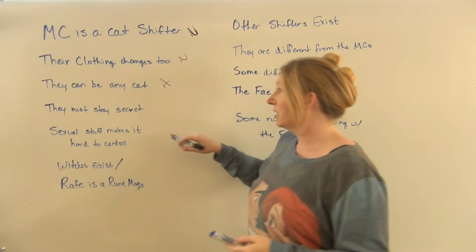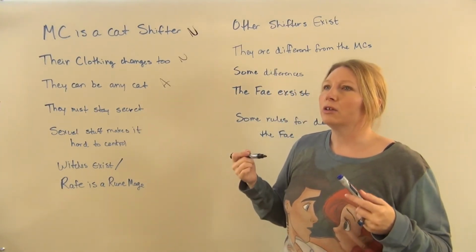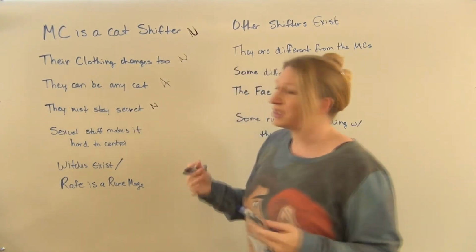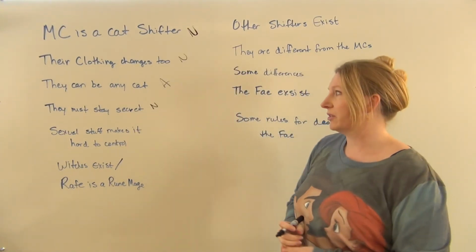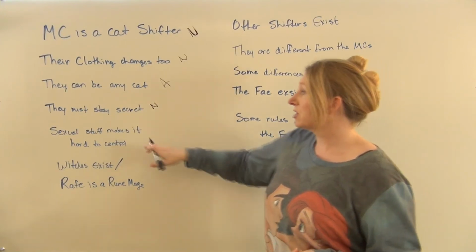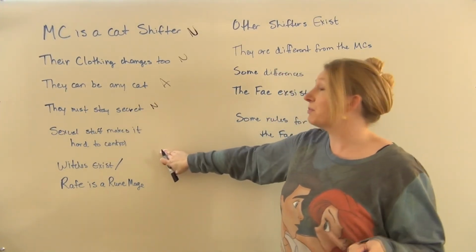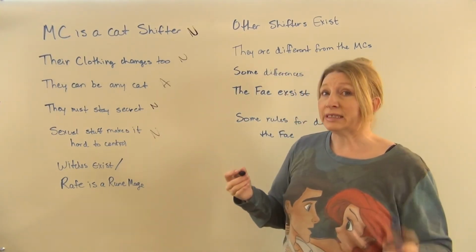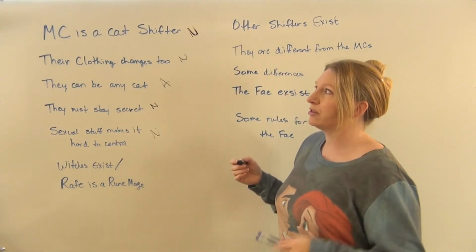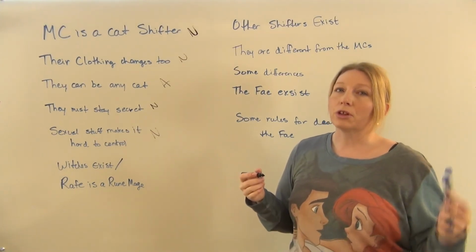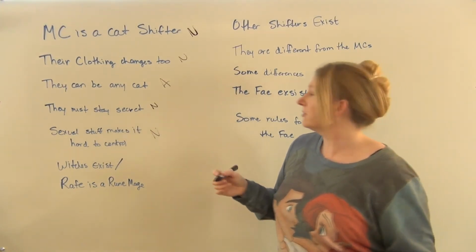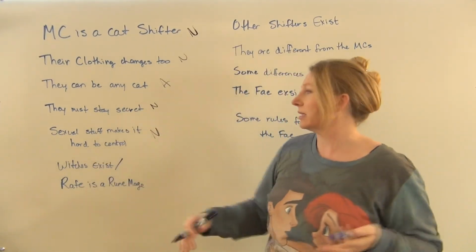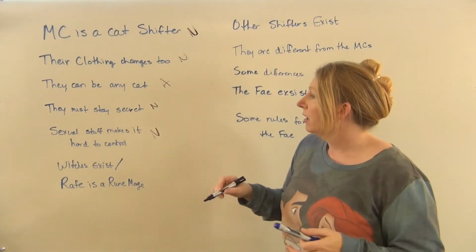They must stay secret. This is done mostly with narration again, where she just mentions that they don't tell anybody, they have to stay secret, blah, blah, blah, that they learn this from their father. Sexual stuff makes it hard to control. This is mentioned also by the narration at a point where she mentions they don't really date, and that's because it's hard to keep a secret when you're clawing your partner because you're so excited. So that was mentioned in narration, but again, not as an info dump, just kind of as in passing, like, we don't do this because of this.